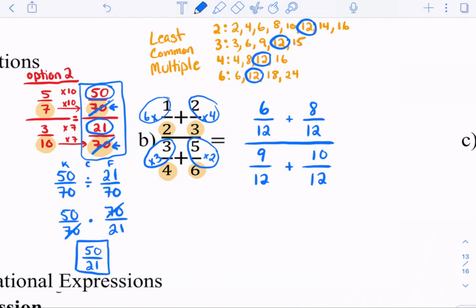Now that all the denominators are the same, you can reduce all 4 denominators. I now have 6 plus 8 over 9 plus 10. And 6 plus 8 is 14. And 9 plus 10 is 19. And you could check if that can be reduced in your calculator, but it cannot. So that is our final answer.